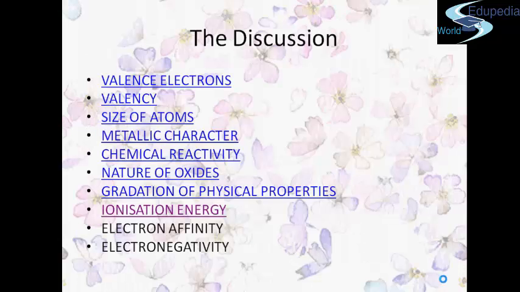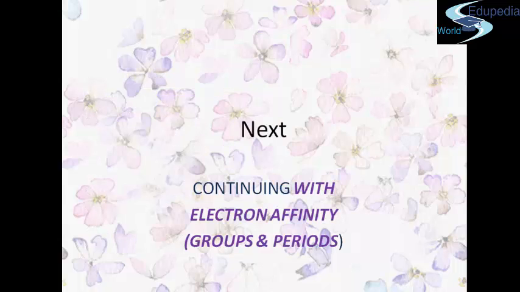Let's go to the main menu. So we covered the concept of ionization energy in this session, with the variation of ionization energy in groups and periods in the modern periodic table. In the next session, we shall learn about electron affinity and the variation of electron affinity in groups and periods in the modern periodic table.